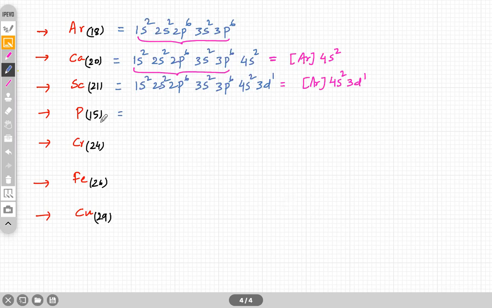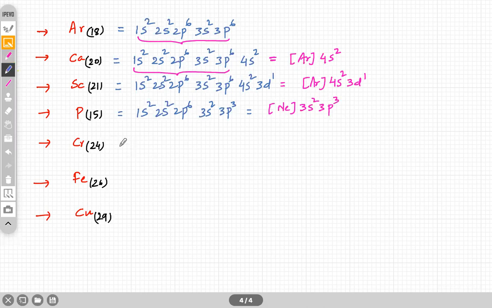What extra, Weber? 1s2, 2s2, 2p6, 3s2, 3p3. Okay, you can write neon here, that's not wrong. Neon, then 3s2, 3p3. It is not wrong, you can write like this.